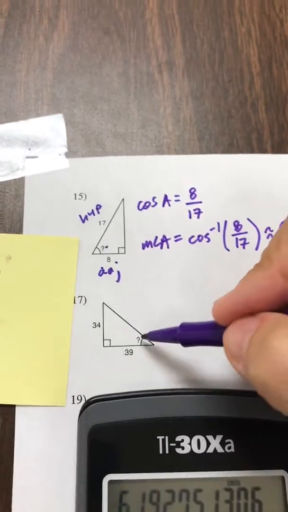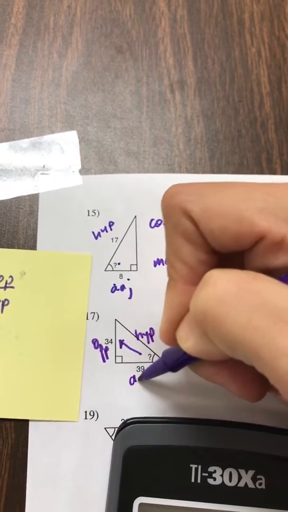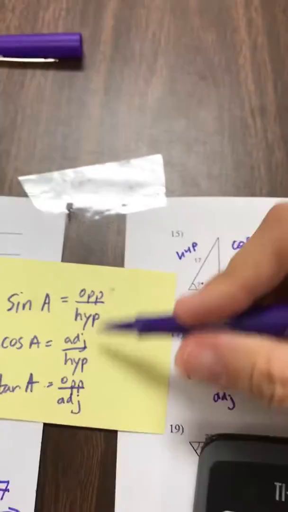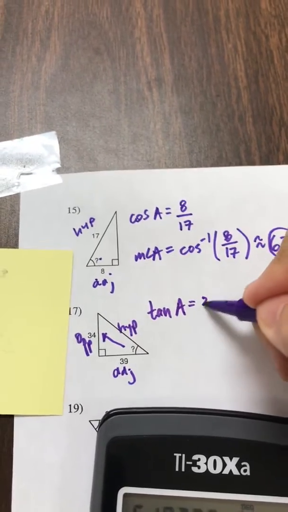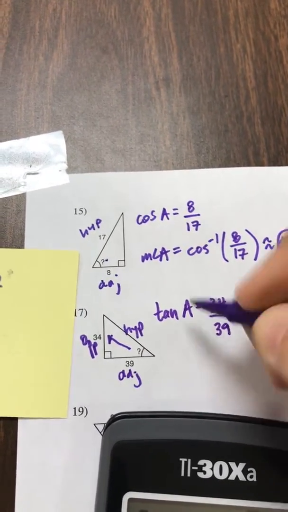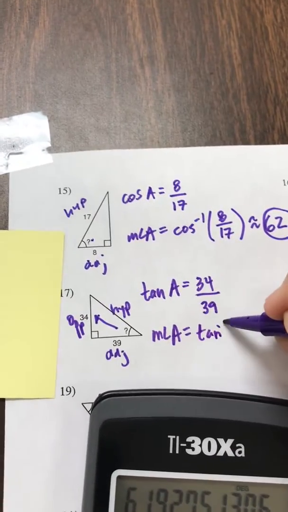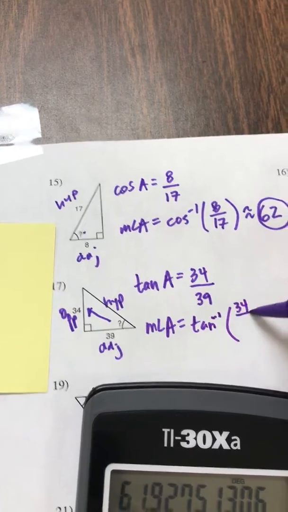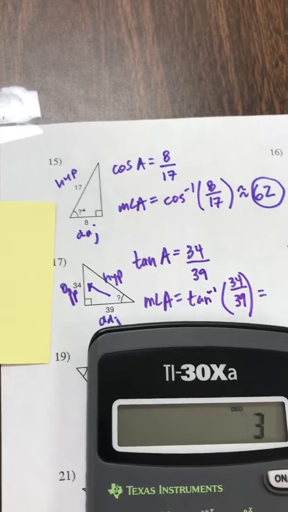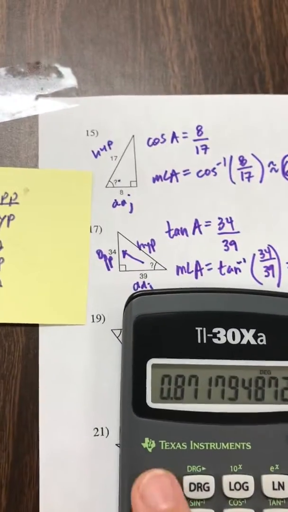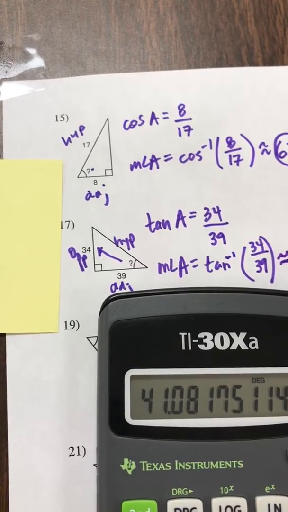62. Okay, here we got opposite. Here's our hypotenuse. Nothing there on the hypotenuse. So when we don't have a hypotenuse, we pick tangent. The tangent of an angle is opposite over adjacent. So the measure of the angle would be the inverse tangent, rounded to the nearest degree.